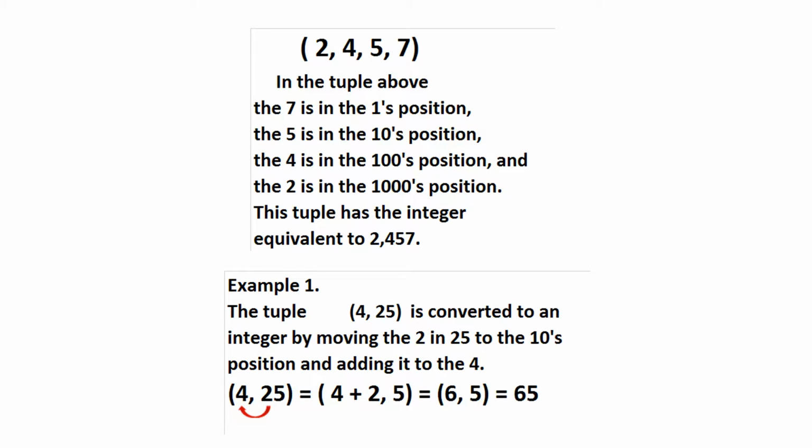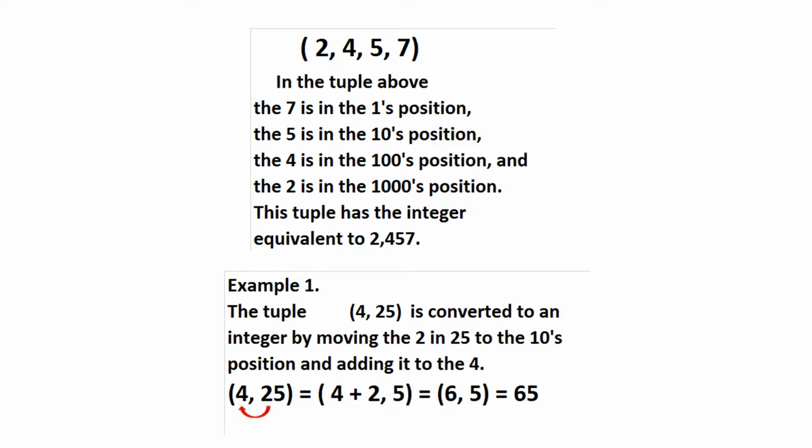In the tuple above, 2, 4, 5, 7, the 7 is in the ones position, the 5 is in the tens position, the 4 is in the hundreds position, and the 2 is in the thousands position. The tuple has the integer equivalent to 2,457.